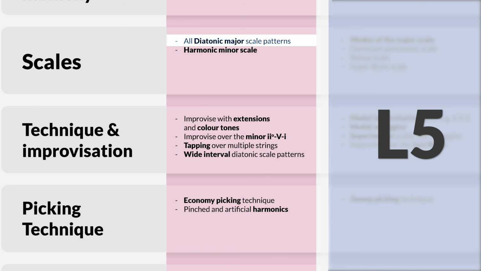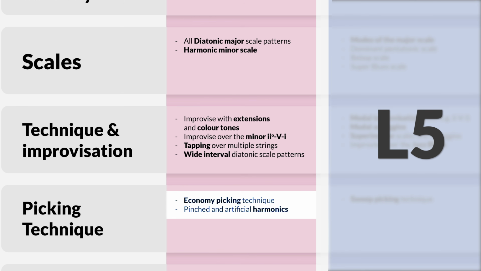After learning all diatonic scales by heart, you will be acquainted with the structure of the harmonic minor scale. Color notes will be an important aspect while soloing, for instance over the 2-5-1, and you learn tapping licks over multiple strings. Now you learn to improvise over the 2-5-1 in minor instead of major.